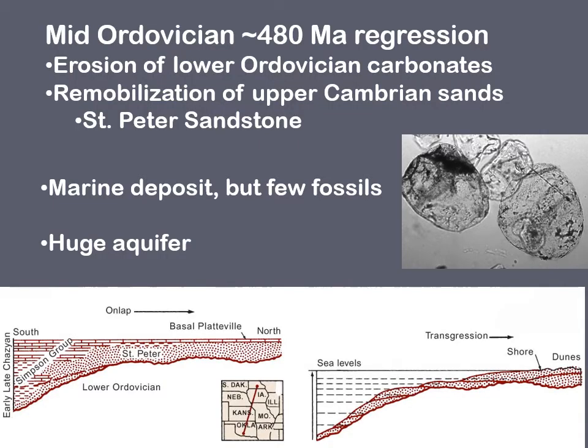Around the mid-Ordovician, so about 480 million years ago, the regression begins, and this is what really ends the Sauk sequence. We lower sea level, and a lot of those sands that were deposited in the Cambrian and lower Ordovician become remobilized. Now that they've been retumbled, recycled and redeposited, they're deposited into a new set of facies. We call this the St. Peter Sandstone Formation.